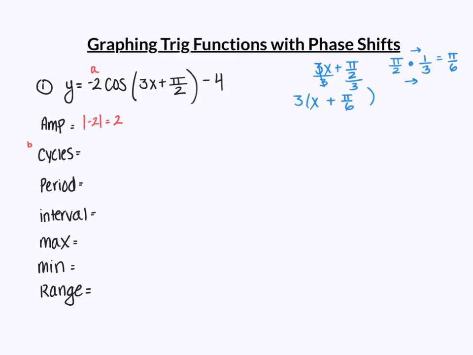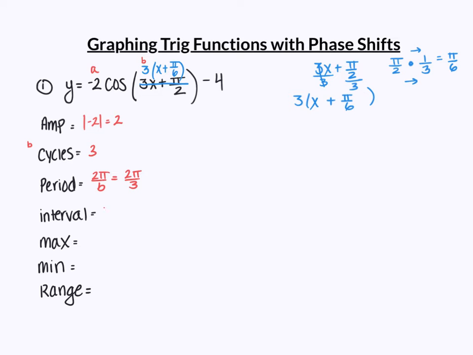So my B value, if we now, instead of having it be written like this, we write it as 3 times x plus pi over 6, my B value we know is the number that's right here, right outside of the parentheses. So B is my 3. Period is defined as 2 pi over B, where B is the number of cycles. So my period is 2 pi over 3.